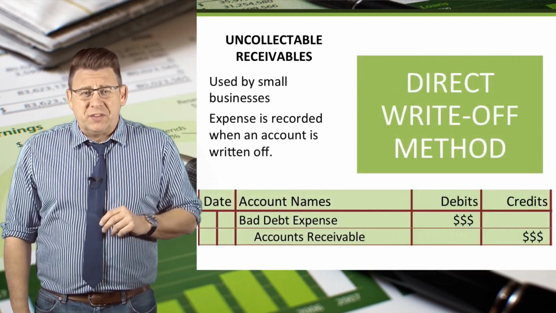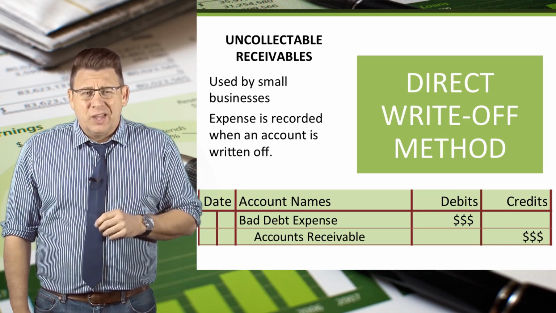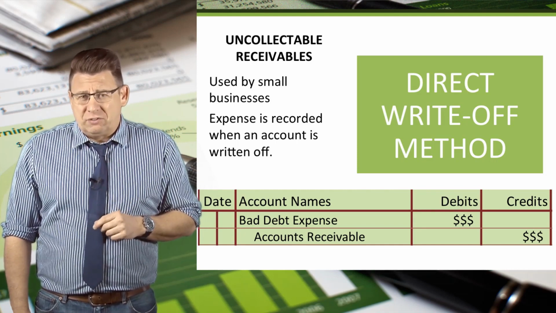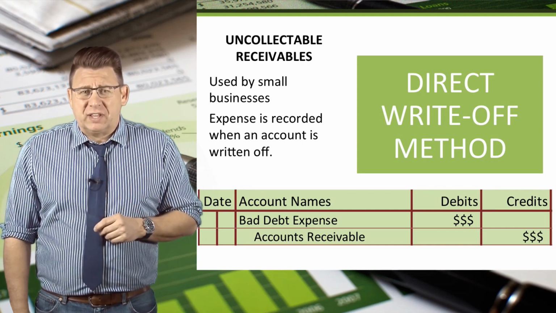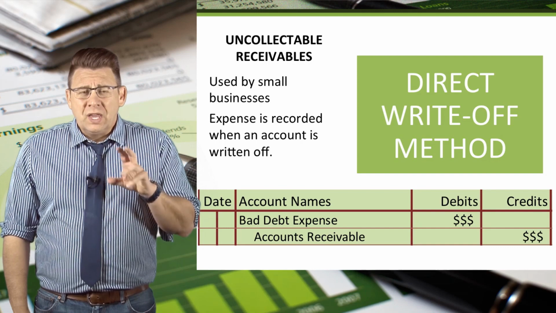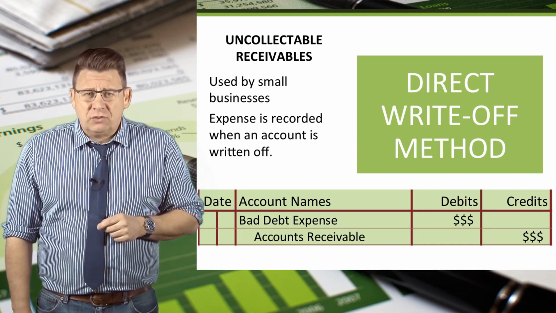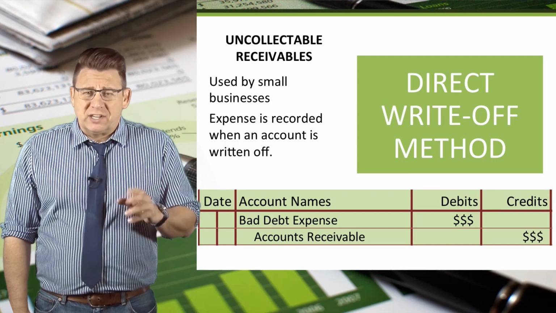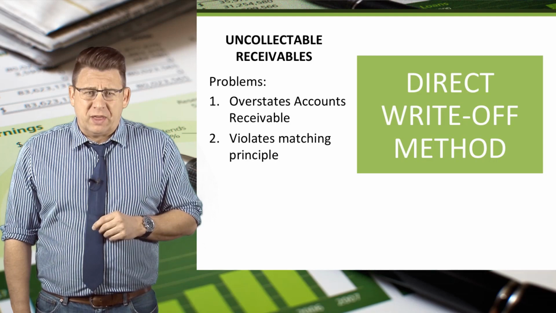The direct write-off method is primarily used by small, non-public companies that really don't know how to do accounting, or companies that have an immaterial amount of accounts receivable. Managers wait to record expense and write off an account once they determine which customers won't pay. There are some problems with this method.